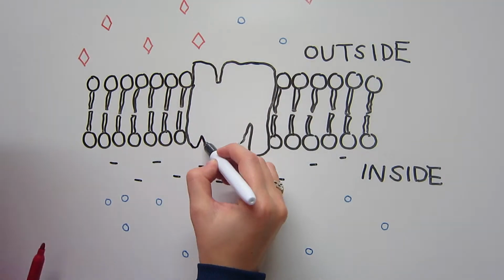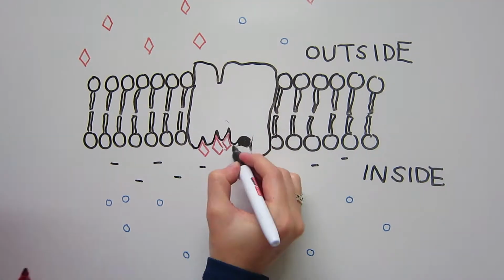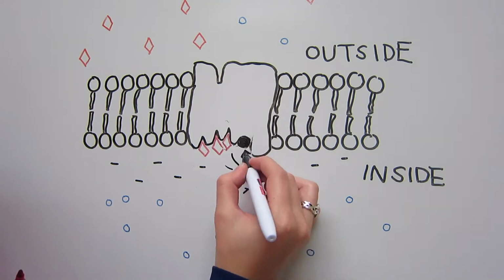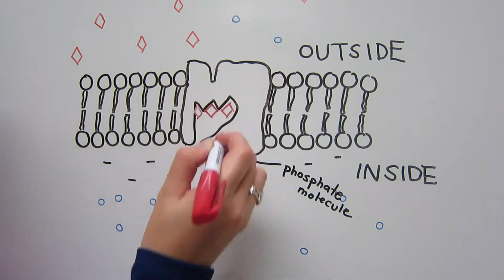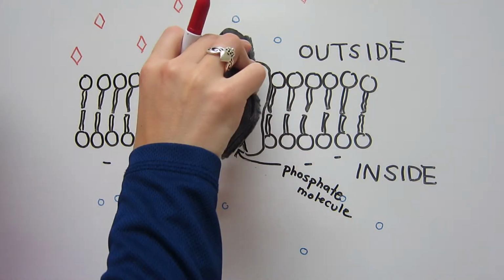3 sodium ions and an ATP molecule bind to the protein. Adenosine triphosphate degrades into adenosine diphosphate, releasing energy and leaving a phosphate molecule bound. This energy release changes the protein's conformation. Sodium ions are moved across the membrane and released outside.